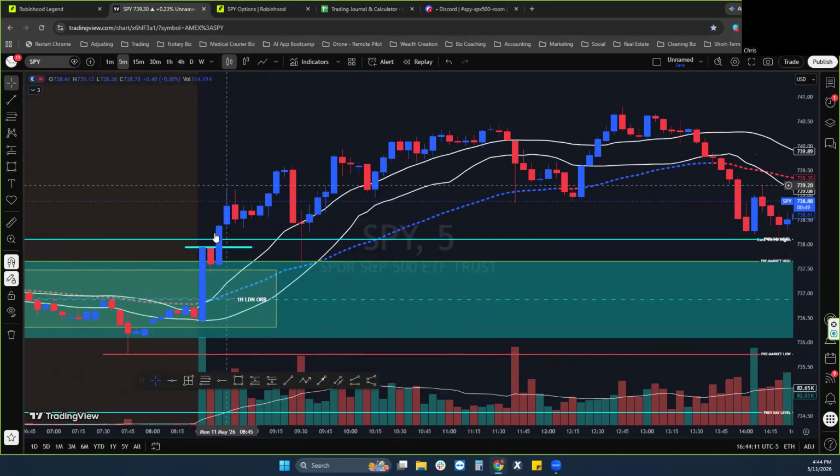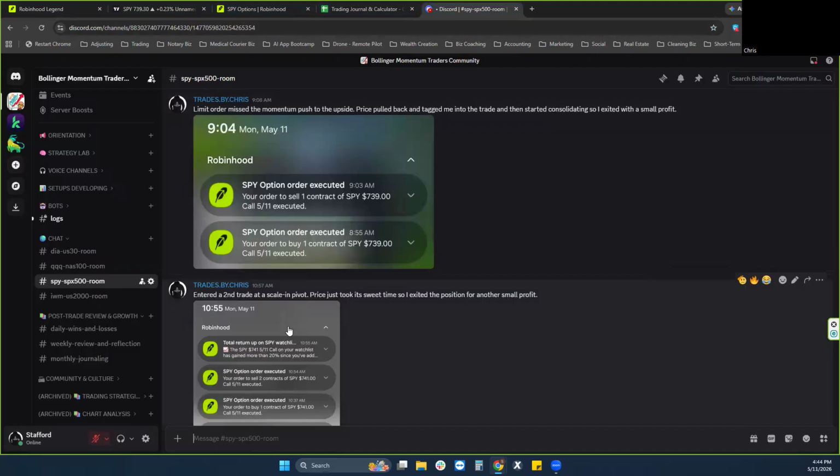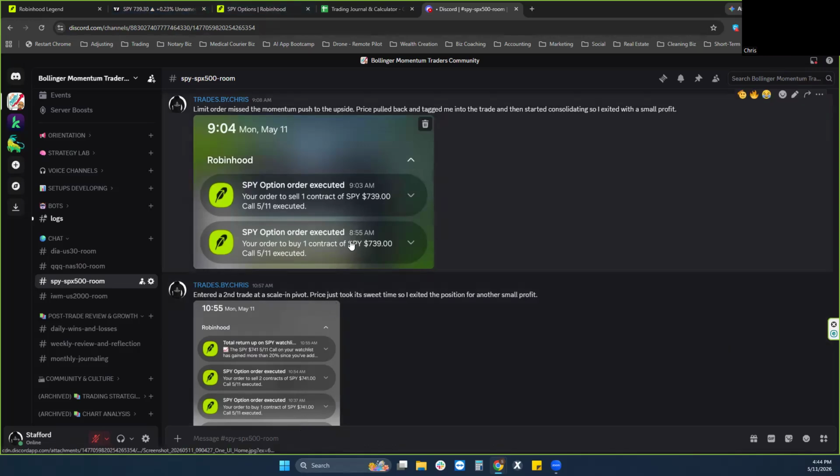So price pushed up. All right, we look at volume to go with that. Price pushed up, volume is good, candle is good, price is still pushing, volume is still holding strong. And let's see where we got in on the second entry. Second entry came at 10:37. The first entry was at 8:55.